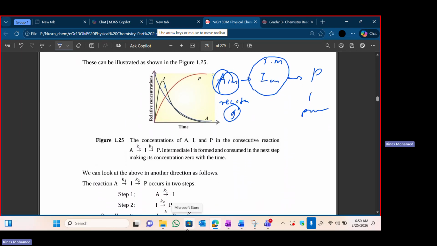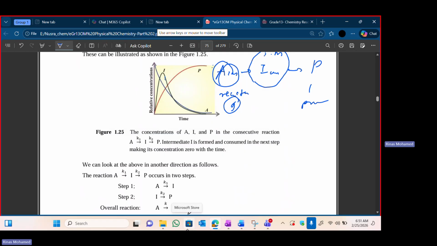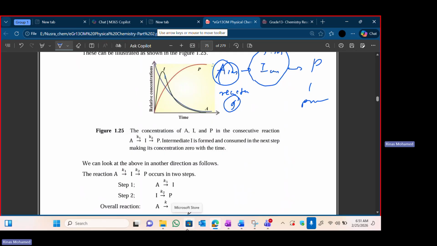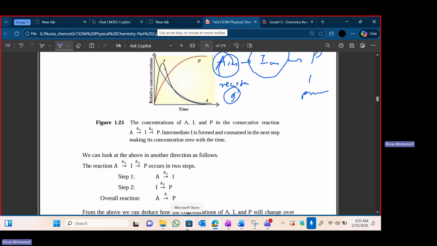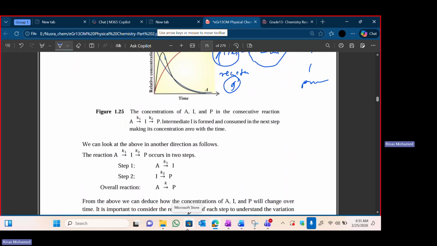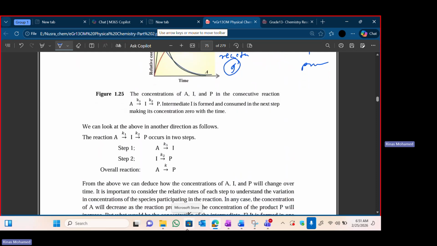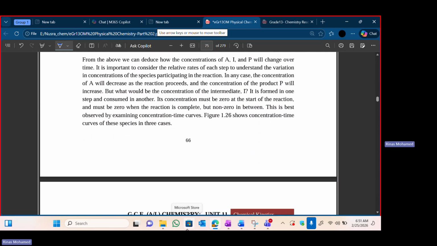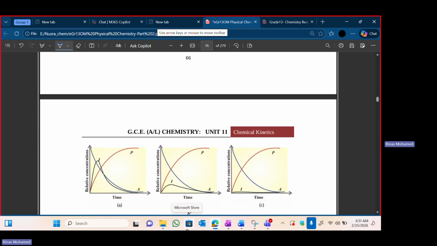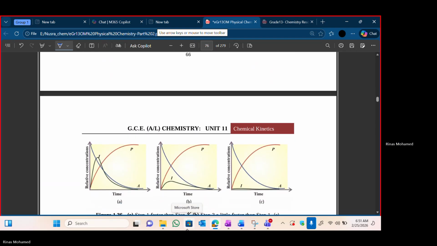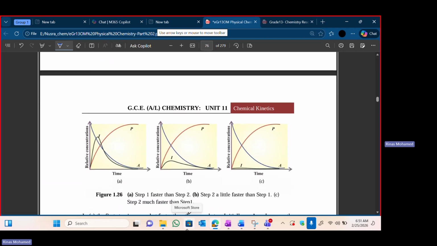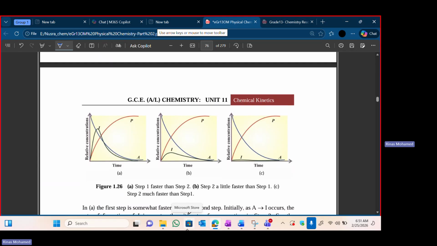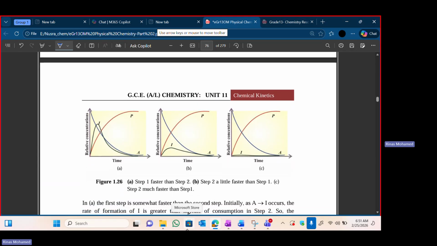Right? Then the product's concentration is initially 0, and after some time, the product's concentration is increasing. Right? Then you can find out a graph like this one. And sometimes the first step may be the slower step. If the step is slower, it happens slowly, so only a little bit of that intermediate is formed in the first step. You see, they have explained 3 types of graphs to you.